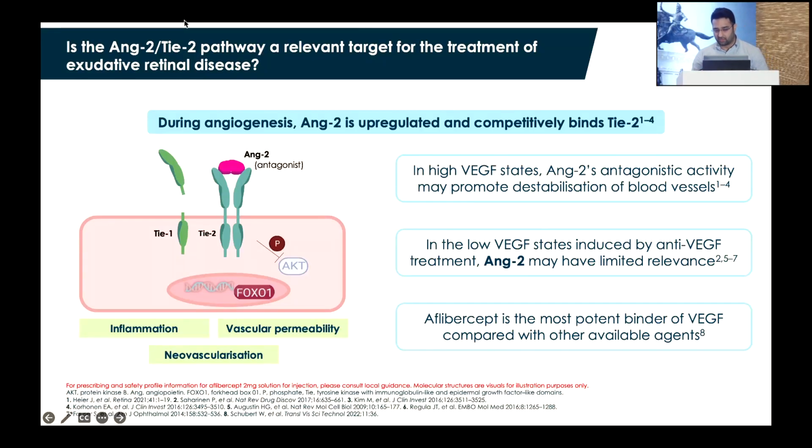competitively binds Tie2. Now, many studies have shown that there is a response when we target Ang2, but there are some studies which show that basically it causes stabilization of the vessels by blocking the Ang2 receptor. Now, some studies show that in high VEGF states, Ang2 has an antagonistic effect, which may promote, in fact, destabilization. And in lower VEGF states, it may have very limited or even no role because already the VEGF load is low. Now, aflibercept here is the most potent binder of VEGF compared to others because of the PLGF effect.